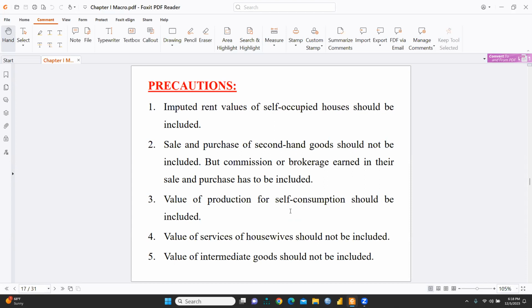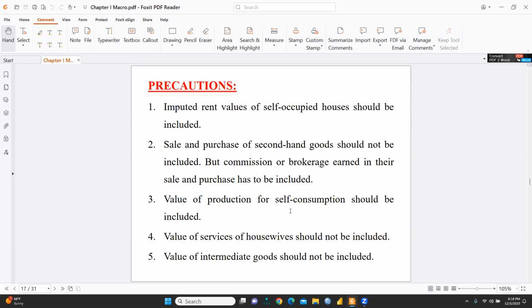Imputed rent values of self-occupied houses should be imputed. Here the first precaution is that imputed rent values of self-occupied houses should be imputed. Imputed rent values means those houses which you have occupied for yourself, but suppose you could rent out these particular houses, you could earn some rent. So that should be included.